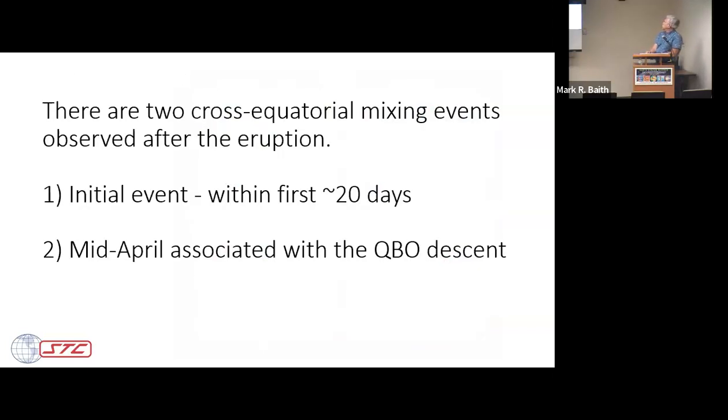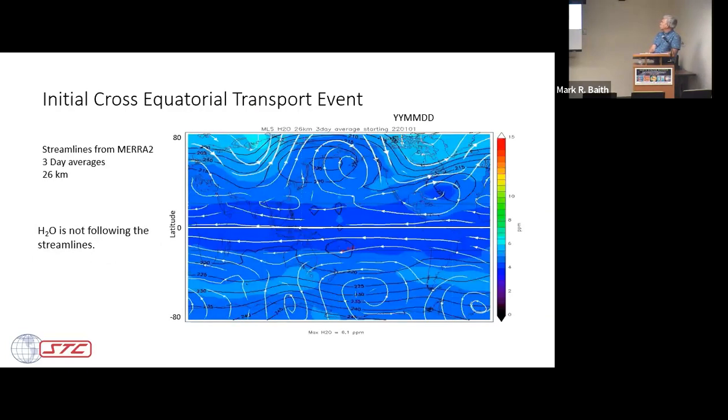Okay. So there are actually two events. One is the first event, within the first 20 days, water vapor is in the other hemisphere. The second is something that happens in mid-April, which is the QBO descent, where you see this bulging of the water vapor out into the northern hemisphere.